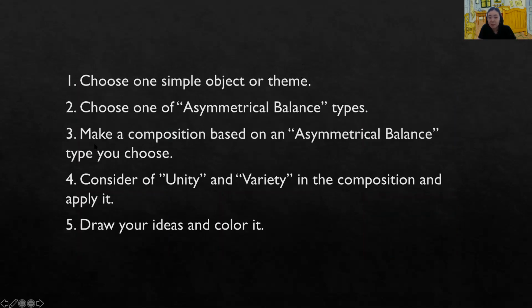And step three, make a composition based on the asymmetrical balance type you choose. And number four, consider unity and variety in the composition and apply it. And number five, draw your ideas and color it. So like the previous project, you can just post the beginning steps of your artwork, or you can just post your brainstorming or plans for the artwork, and you're going to finish your artwork by the end of the course.